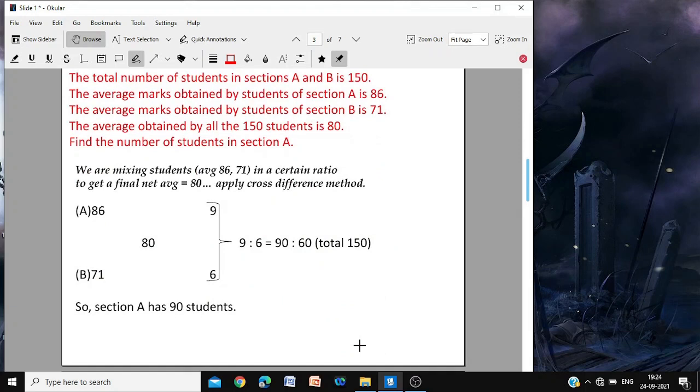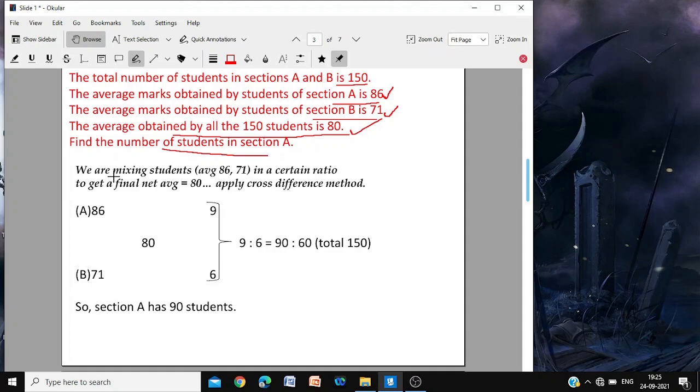The total number of students in sections A and B is 150. The average marks obtained by students of section A is 86. The average marks obtained by students of section B is 71. The average obtained by all the 150 students of A and B together is 80. Find the number of students in section A.